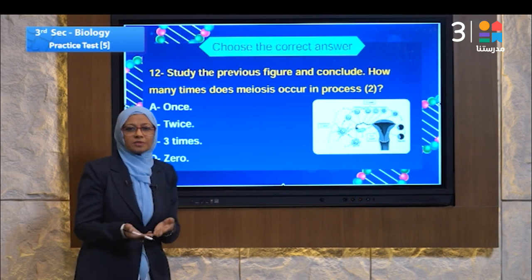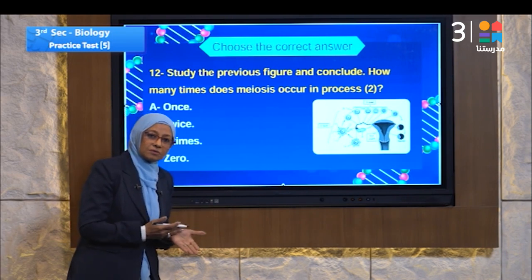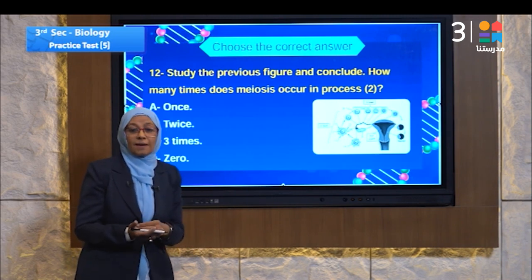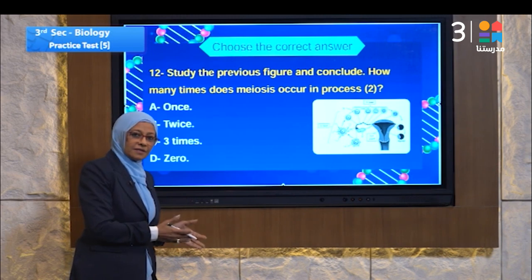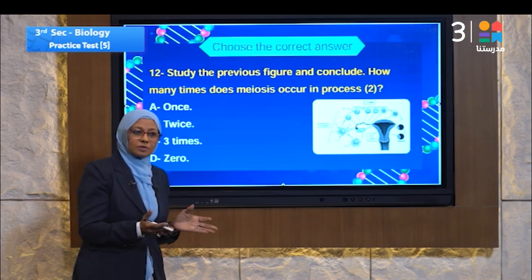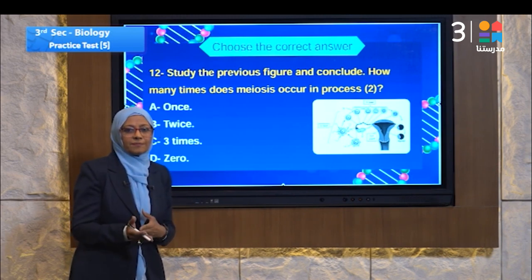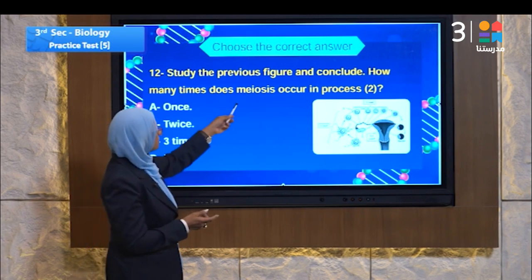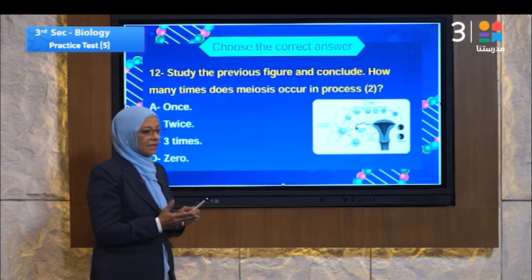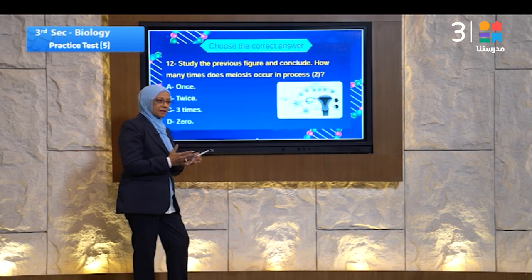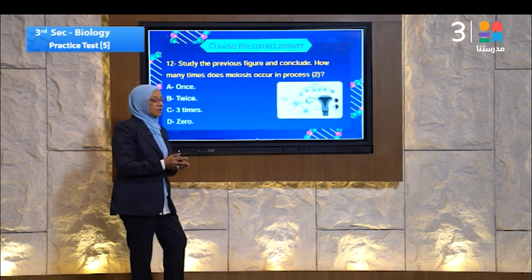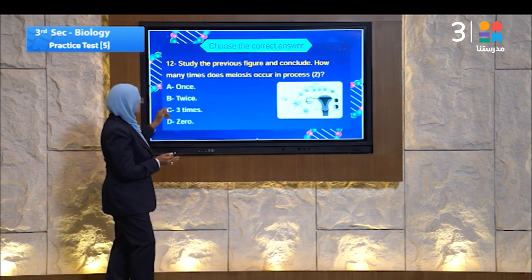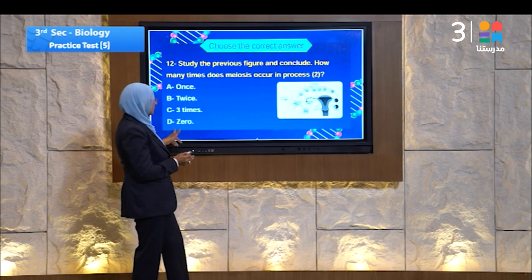There are 2 types of division. One of them is mitosis and the other is meiosis. Mitosis starts with 2N and gives 2 cells containing 2N. But meiosis starts with 2N and the produced cells, 4 cells, each contain half the number of chromosomes, N. We have many choices: once, twice, 3 times or 0.